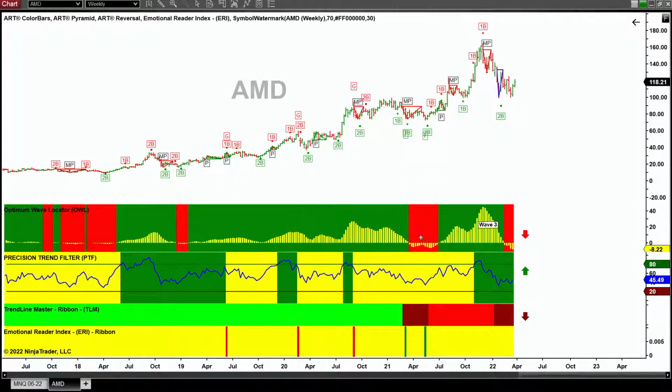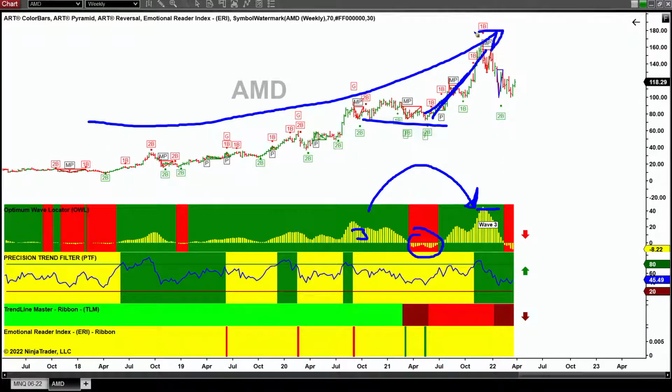So in this case here, notice we had a little bit of a red PTF. This would have been a wave 3 if you were looking at this here. But it never retraced enough. And then it rebounded, and take a look at the owl here. Far exceeded the power of the momentum on this move, which is indicating that this entire move is still wave 3.